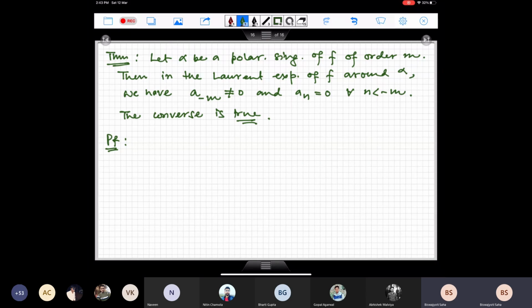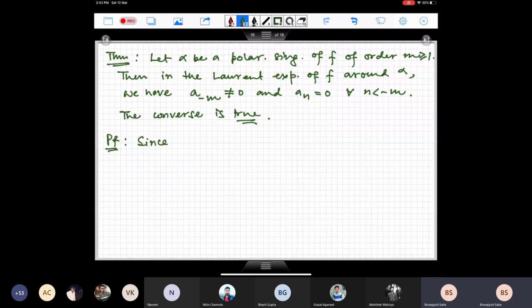Okay, so this is what I can say about Laurent expansion and a polar singularity. This is exactly what we have. So m here is of course bigger than or equal to 1. You can take, let's say... Okay, fine. So how do I prove this?